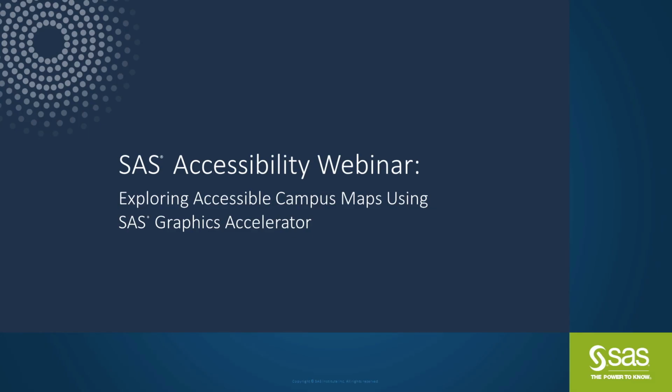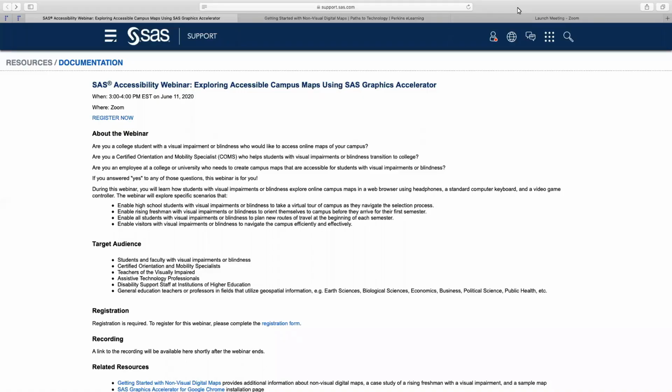The name of this webinar is Exploring Accessible Campus Maps using SAS Graphics Accelerator. My name is Ed Summers. I'm Director of Accessibility here at SAS. And I have a few co-presenters today that I'd like to introduce.